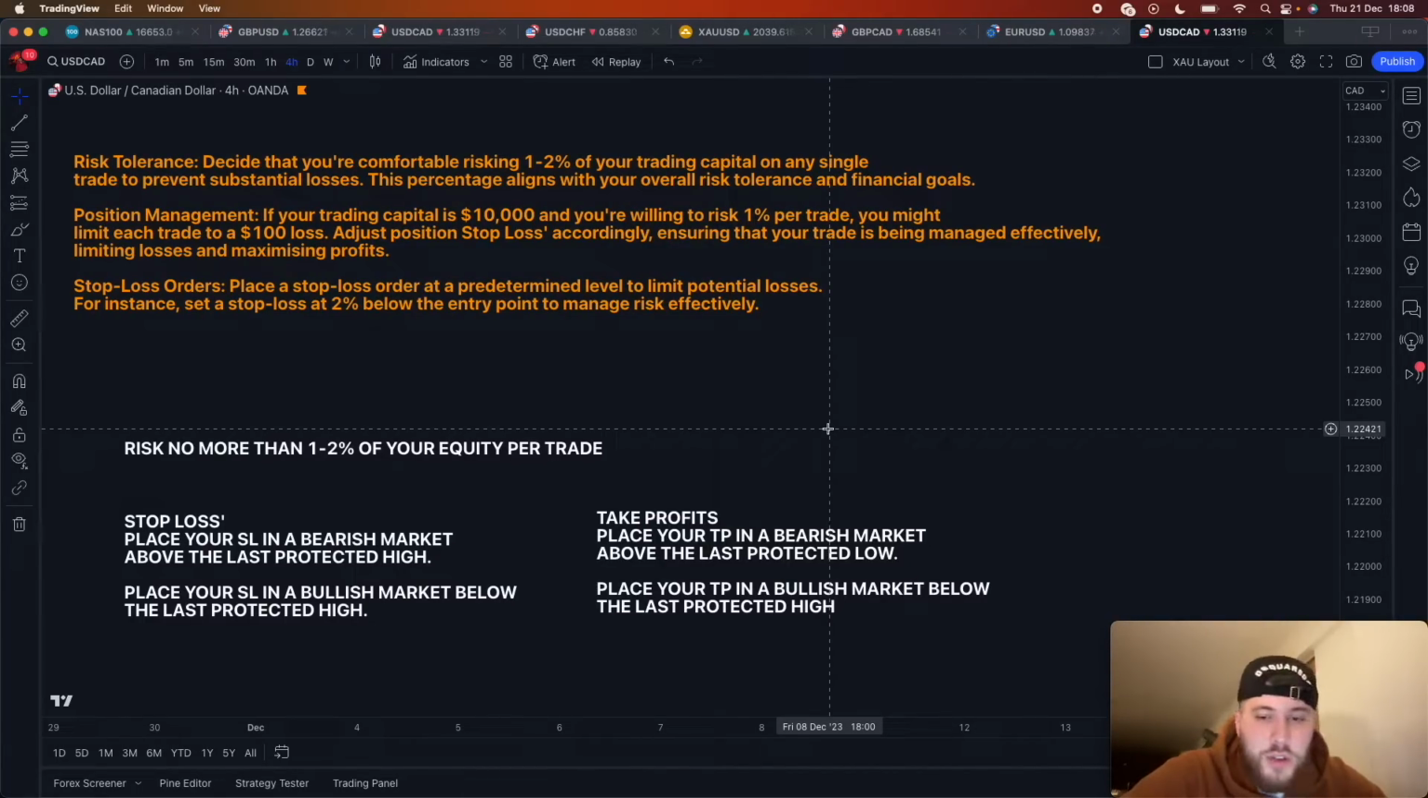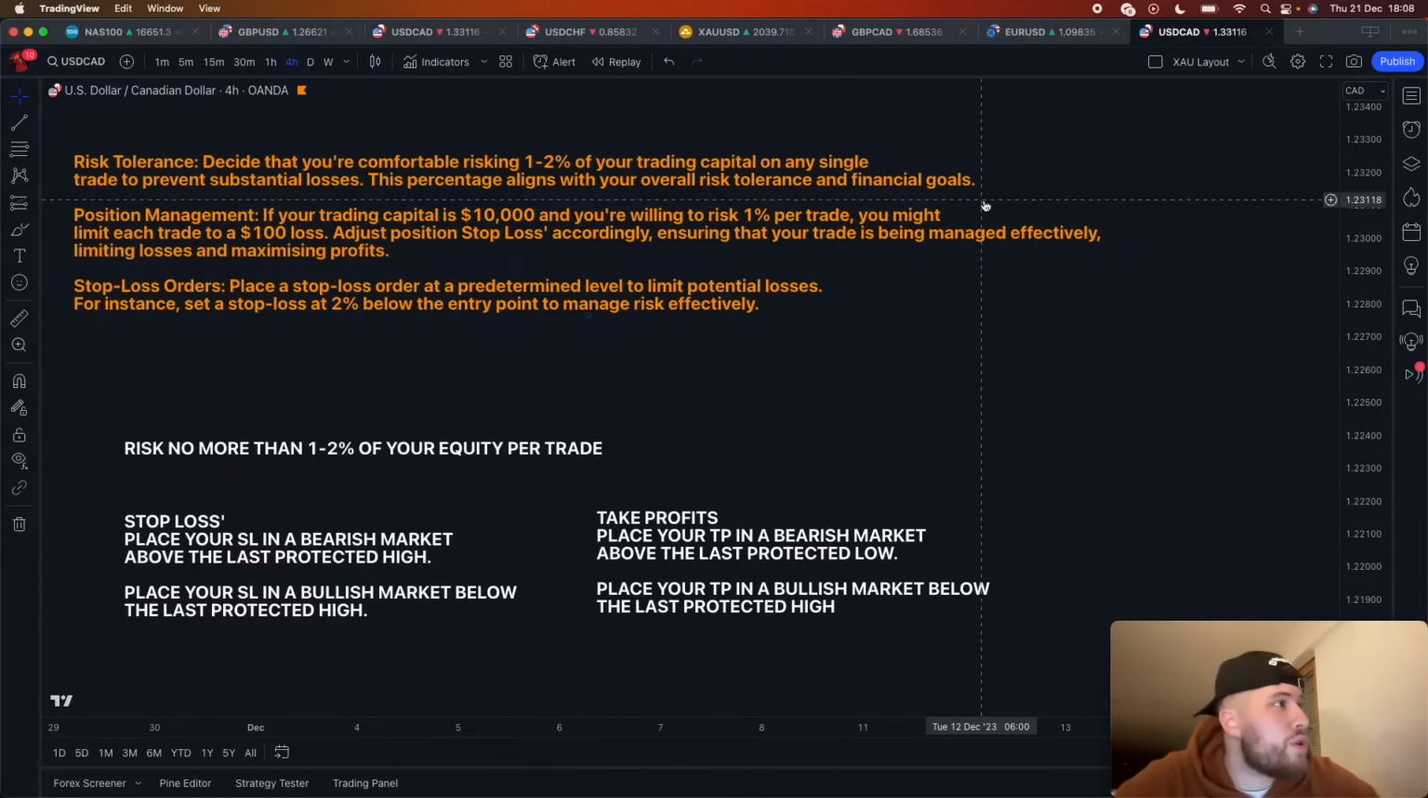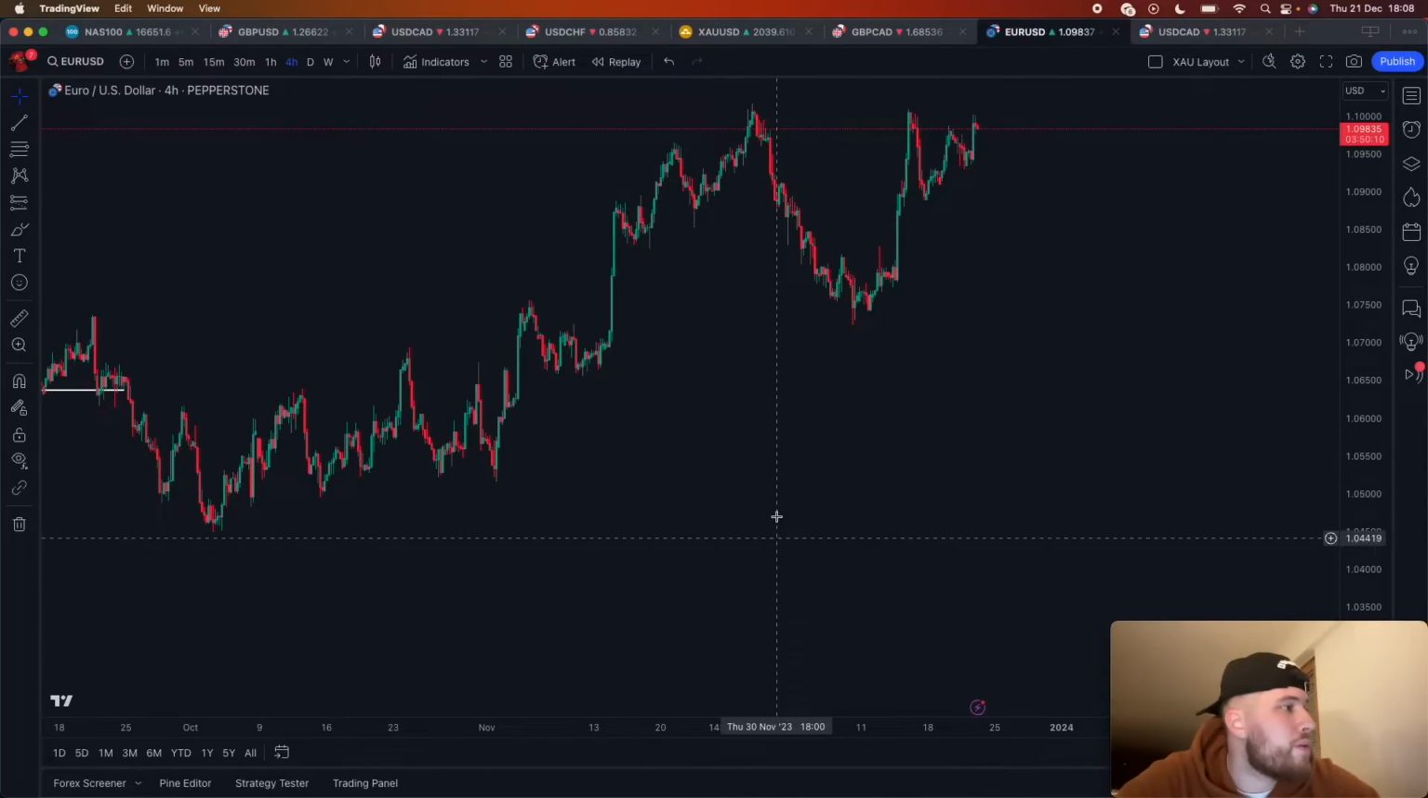Now, the last thing to touch base on and the last thing to go over is how we should be managing the trades that we are placing. So what I'm going to do is show you some examples of how I would manage the positions I place, and my analogy and the reasons behind them. So if we just head back over to the Euro US dollar market.